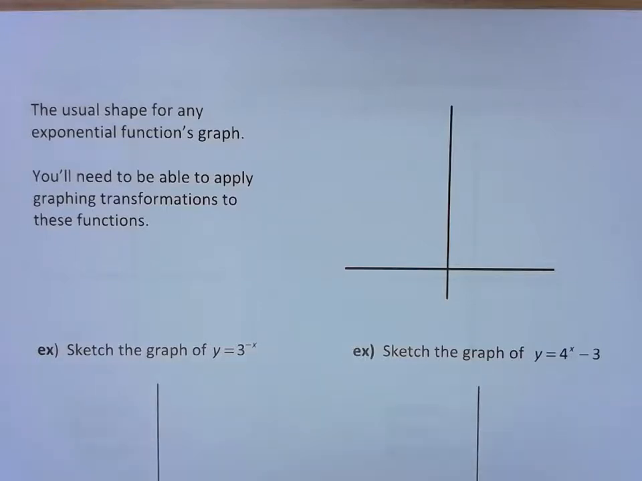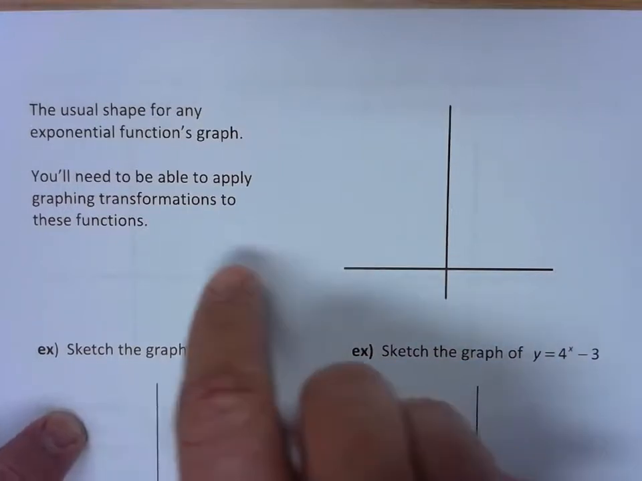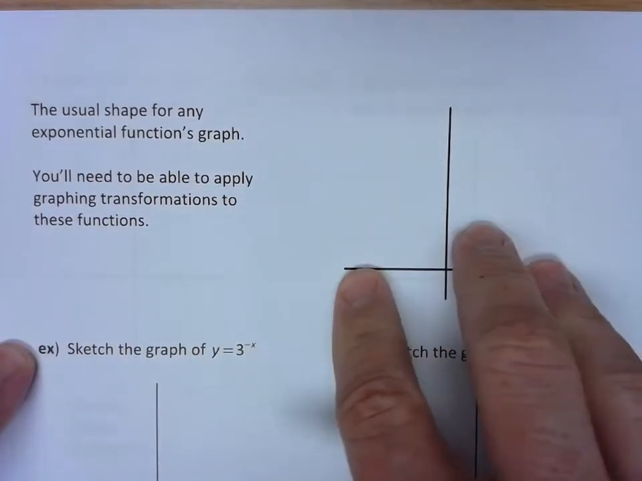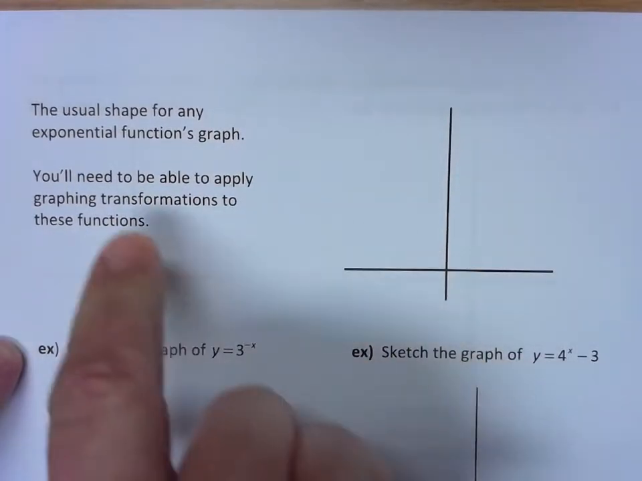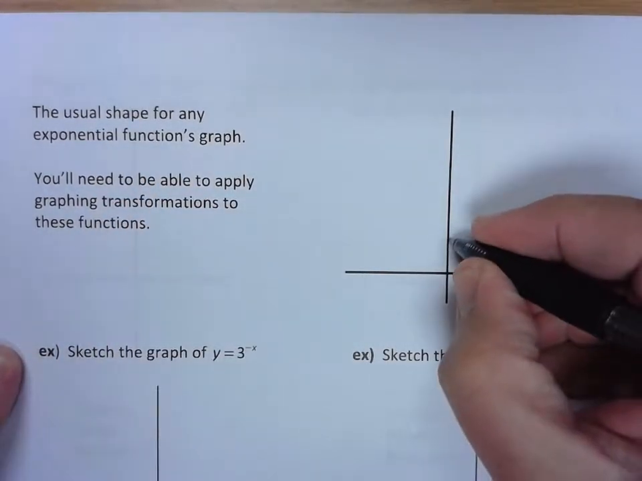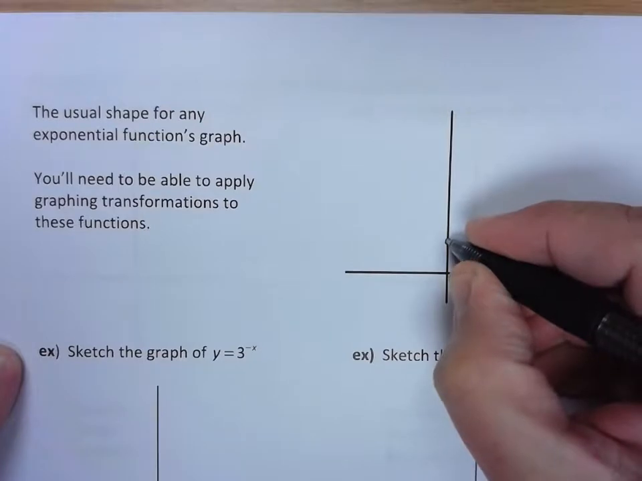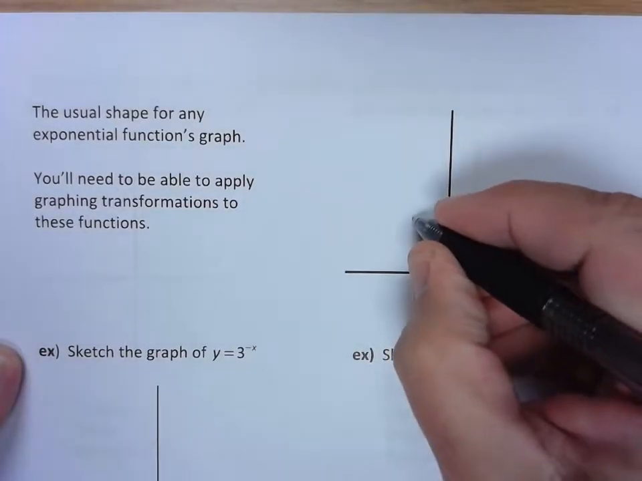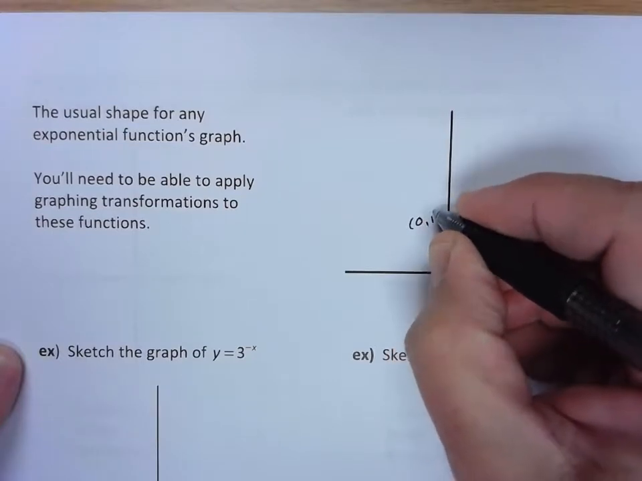So we've just added a new function to your bank of functions that you need to have as a pre-calculus student. Whenever you're doing graphs of exponential functions, there's a basic shape that you need to mentally associate with it. The usual shape for an exponential function's graph will look like this. The untransformed exponential function with a base that's greater than 1 will have a y-intercept at (0, 1).